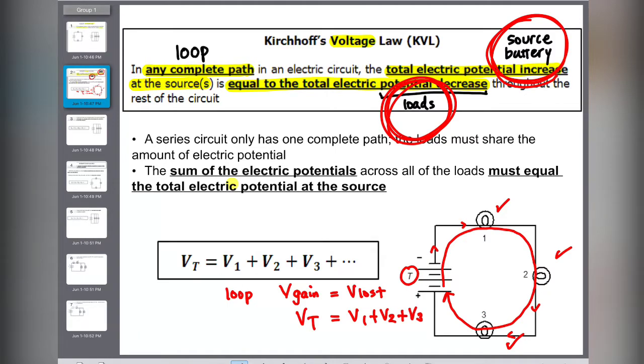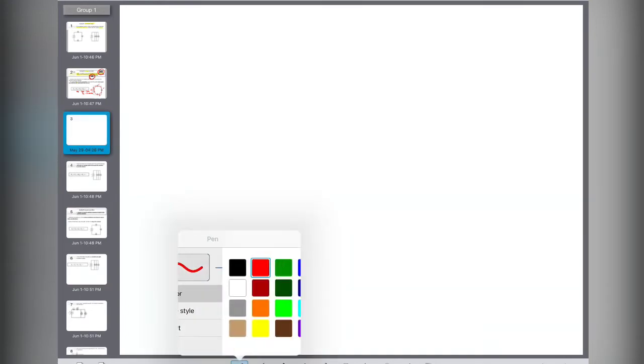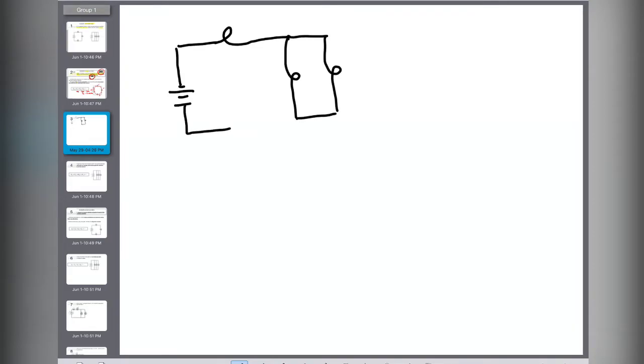Sometimes pictures can be a bit more complicated. I'm just going to redraw the picture. What if I have a circuit that has some series and some parallel? If I draw a circuit with a light bulb here, and then a light bulb, and then a parallel light bulb, and then finally one more in here. So these are light bulbs, and we're going to label them.